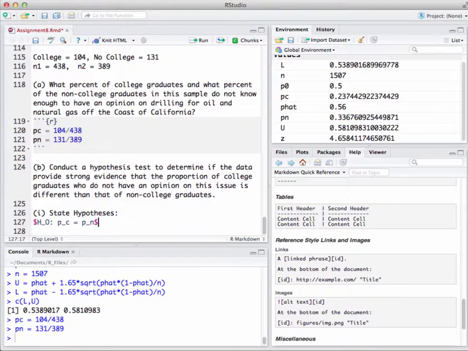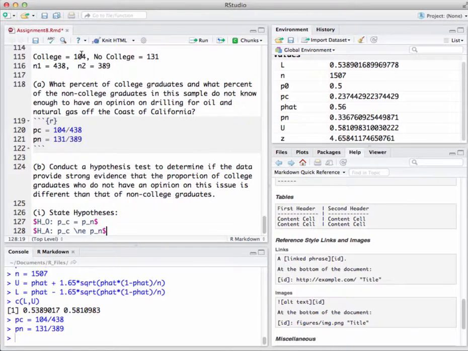So let's go back to the alternative hypothesis. And so the alternative hypothesis is what? Well, they said different. So what different means is that we don't know which direction, but they're not the same. So that tells me that the proportion of college graduates that didn't know enough is not equal to the proportion of folks who did not have college.